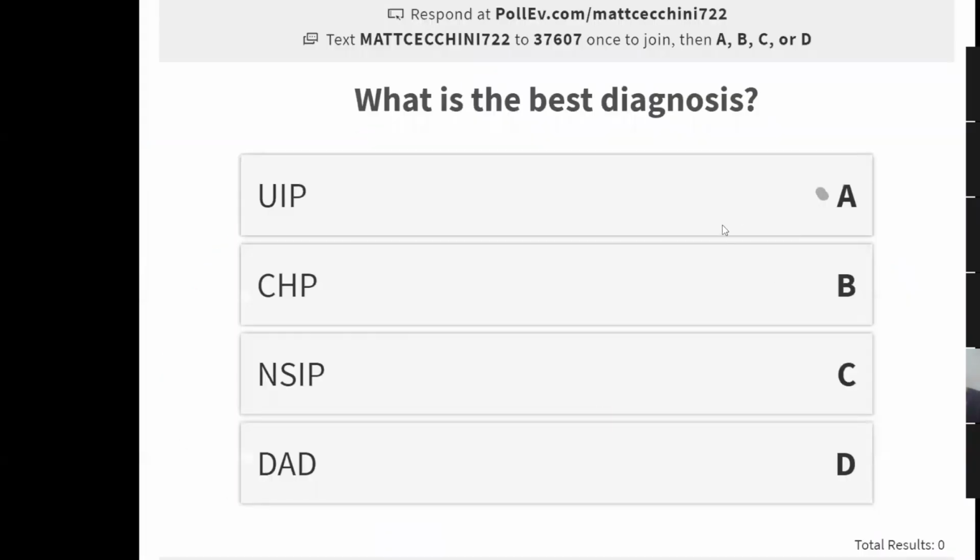I've given a bunch of features. What do you think best describes this diagnosis? Is it A, a UIP case? Is it B, a chronic hypersensitivity pneumonitis? Is it C, nonspecific interstitial pneumonia? Or is it D, diffuse alveolar damage?